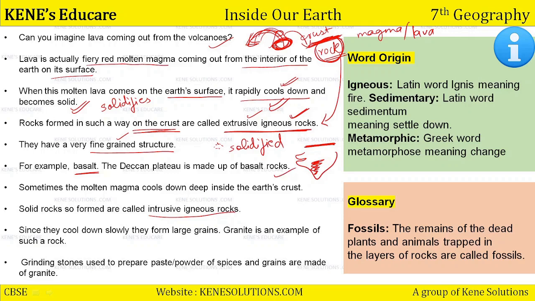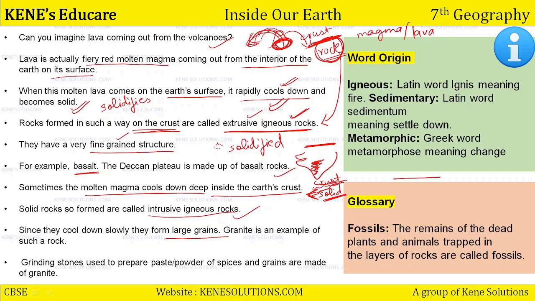Okay. Now, sometimes the molten magma cools down deep inside the Earth's crust. कभी कभी ऐसा होता है कि क्रस्ट के अंदर जाके कहीं मॉल्टन सॉलिड बनता है. ओके, क्रस्ट है, क्रस्ट के अंदर मैग्मा चला जाता है एंड देन इट सॉलिडिफाइज समवेयर इनसाइड द क्रस्ट. देन इट इज नोन एज इंट्रूसिव igneous rocks. All right, since they cool down slowly, they form large grains.